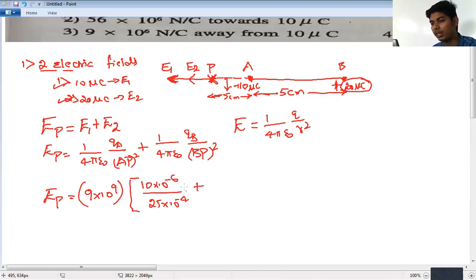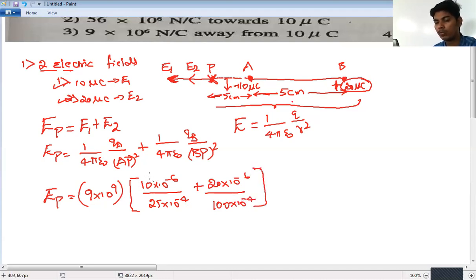QB, the charge at B, is 20 microcoulomb, so it is 20 into 10 to the power of minus 6 divided by the distance between B and P. The distance from B to A is 5 and from A to P is another 5 centimeters. So the distance from B to P is 5 plus 5, which is 10 centimeters. So 10 centimeters square is 100 into 10 to the power of minus 4. Right? So 5 twos are 10, 5 fives are 25.